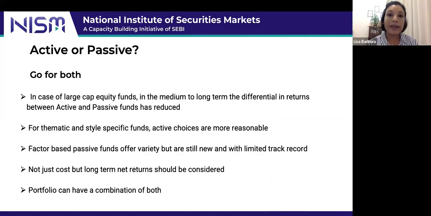Okay, active or passive? This is also another question we spoke about a little bit before. But again, here also you can go for both. Like I said earlier, in large cap equity funds, in the medium to long term, the differential in return between active and passive funds has reduced. And if you see the 5-year, 10-year return, you'll find a lot of passive funds are actually doing better than a lot of active funds.